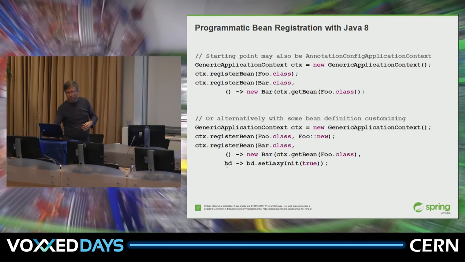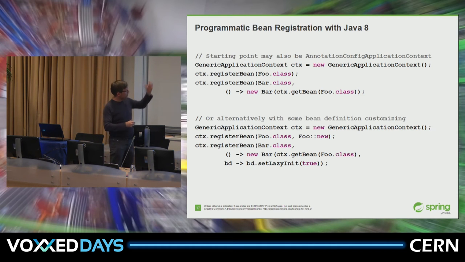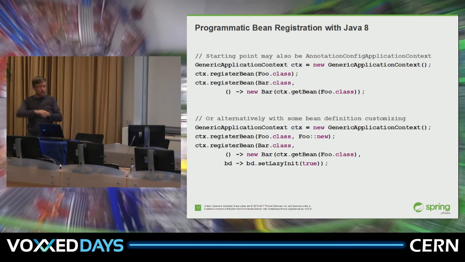So those, of course, are Java 8 Lambda expressions, where for every bar instance that the container needs to create, think about scoped beans, right? Prototype beans, it's going to call this given supplier here. And the supplier says, okay, I'm about to create a bar instance here. I need another bean to inject into my bar constructor.